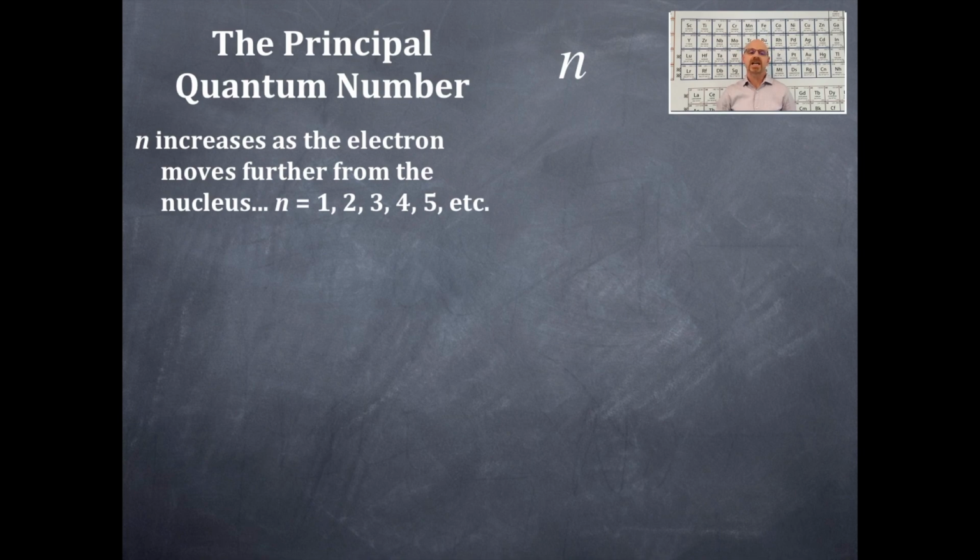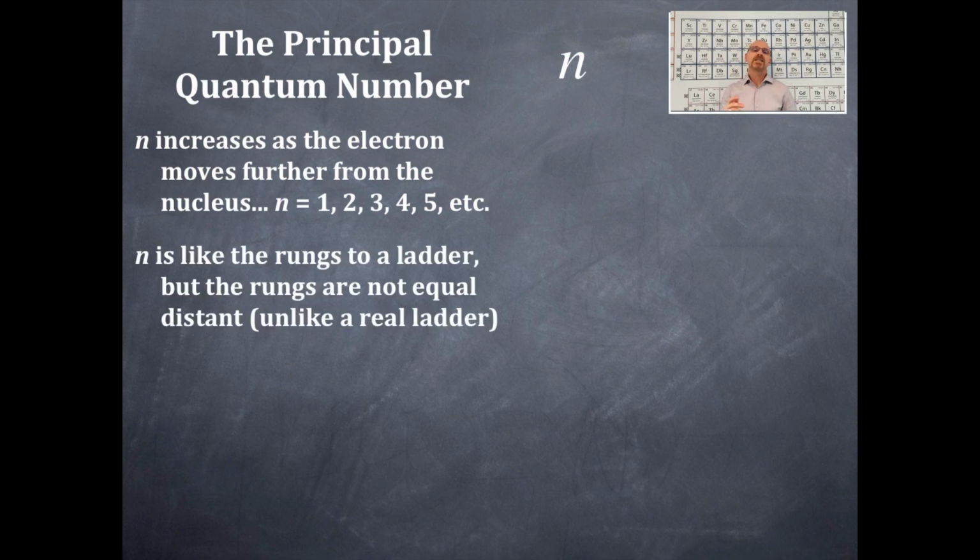A little bit more detail here. As n increases, the electron moves farther from the nucleus. So the electron is farther from the nucleus, and this is really looking at, if you imagine, the Niels Bohr model. Even though that is incorrect, it is a good reference to this. Okay? N is like the rungs to the ladder. I've already talked about that, but just to reiterate that.